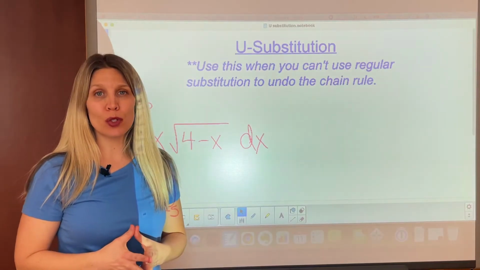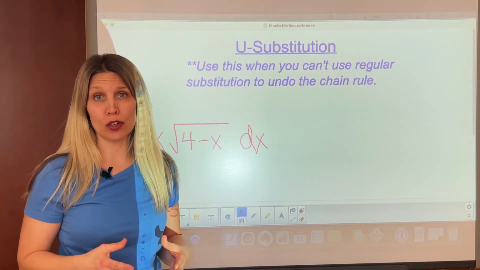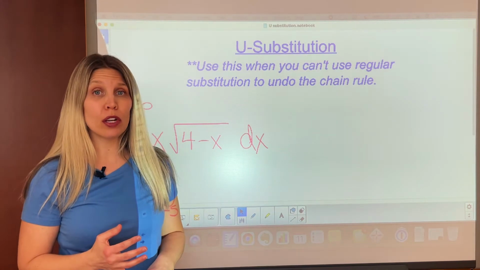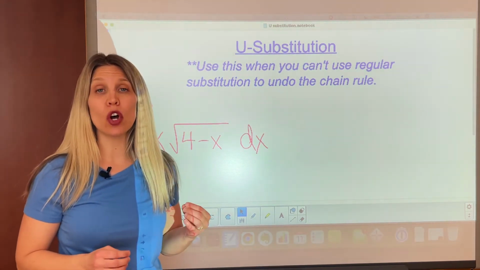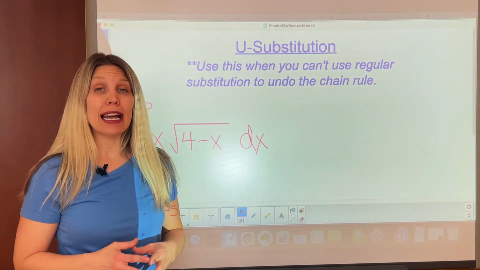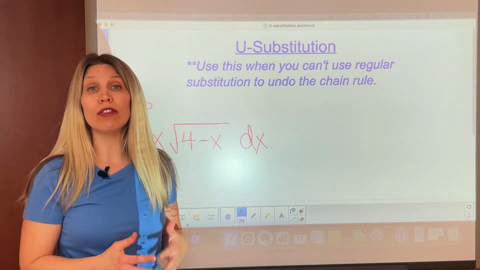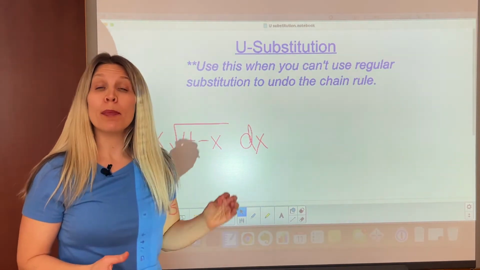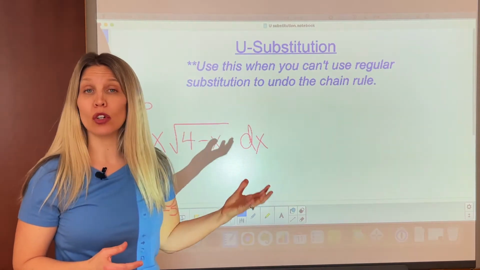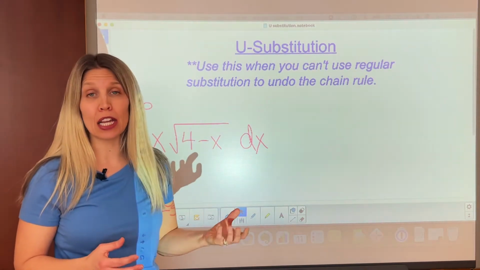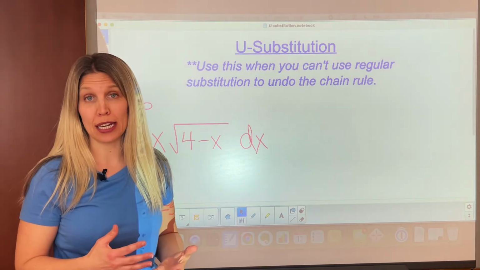Today I'm going to give you another tool in your toolbox to solve integration problems. We've done regular integration and substitution. Today is called U substitution. A lot of times you can use substitution, which is the reverse of the chain rule. But today is a special case called U substitution where you cannot just use the regular substitution techniques.